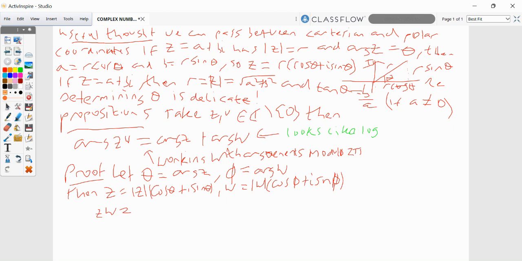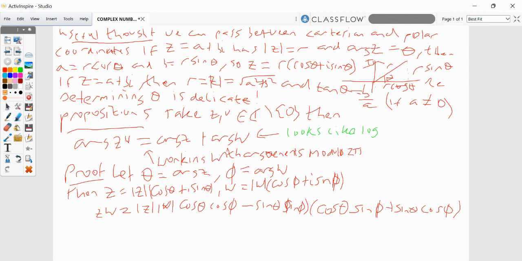I mean, that's not too bad in terms of work. We've got mod z, mod w. You can multiply the moduli, and then you get cos theta cos phi minus sine theta sine phi, times by cos theta sine phi plus sine theta cosine of phi. Close my bracket.